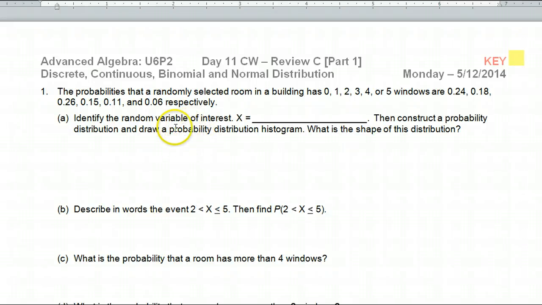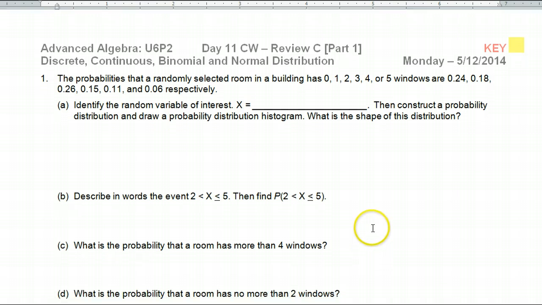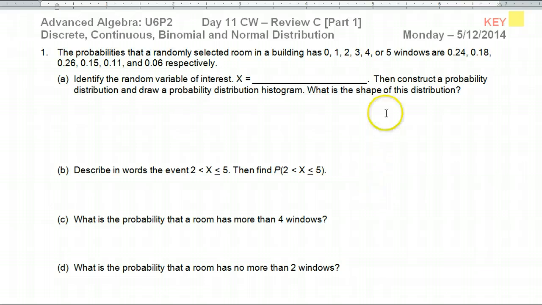All right, this is part one of our review of Unit 6, Part 2. This has been a unit about statistics. We've learned about discrete variables, continuous variables, binomial distribution, normal distribution, and a few other things as well. So let's get started with our review. This is part one, so part two will be a separate video.